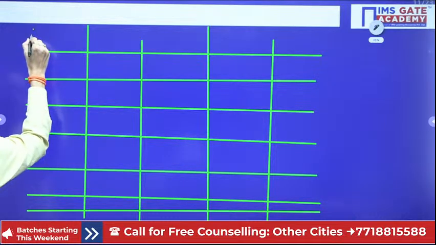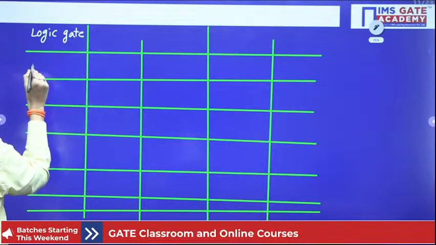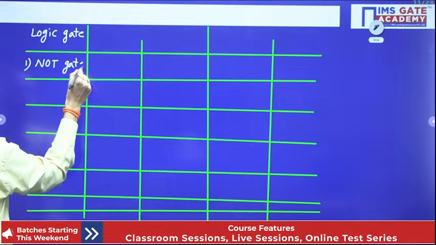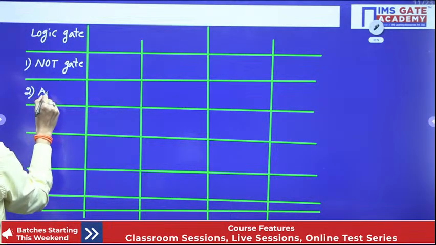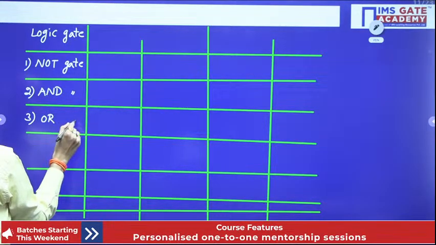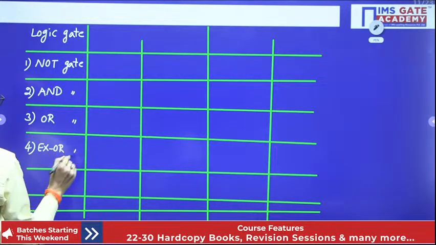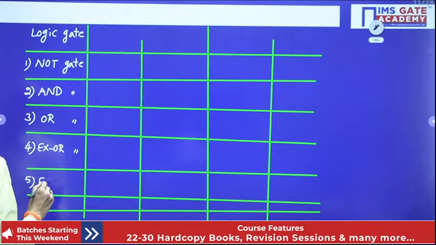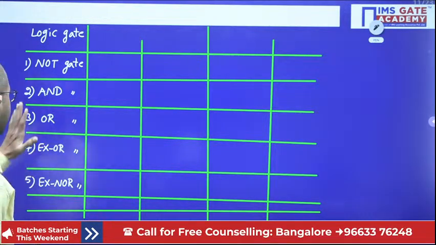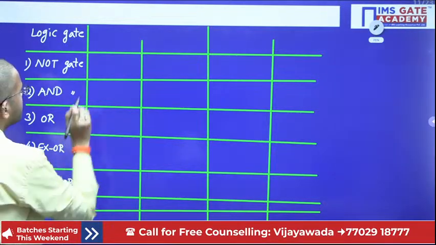Okay, for the first column you can put the heading logic gate. We have discussed NOT gate implementation, AND gate implementation, OR gate implementation, and then XOR gate, and then XNOR gate. Up to here we have discussed. First let us focus up to here. After that we'll continue further, just for understanding purposes.